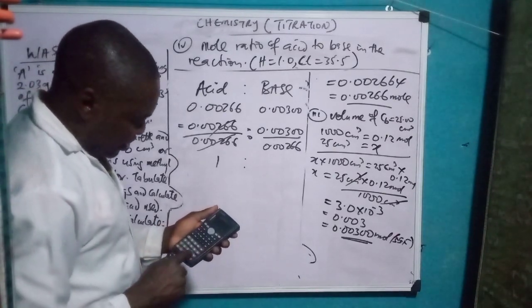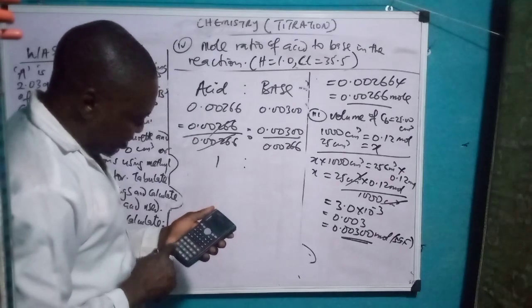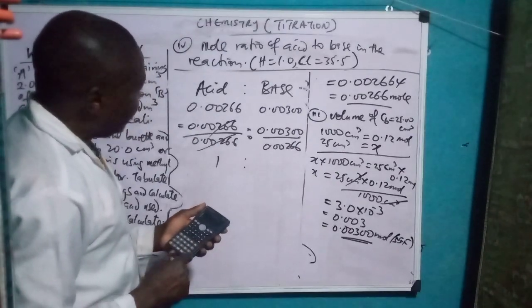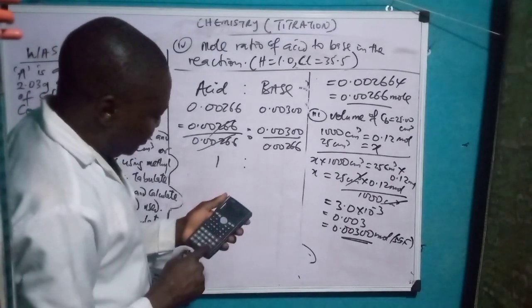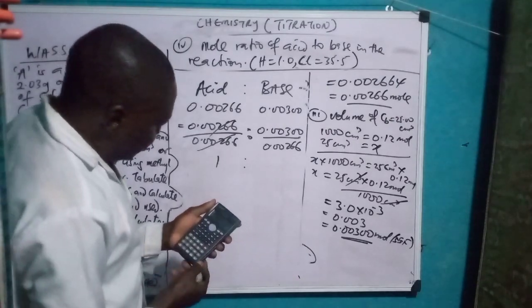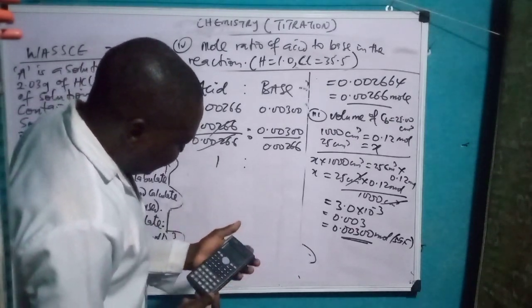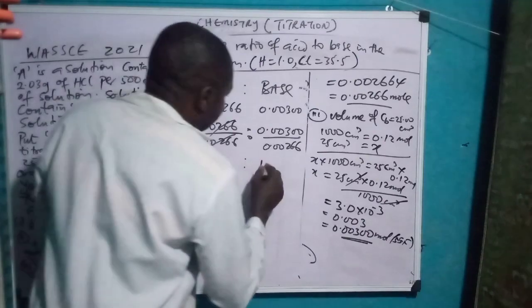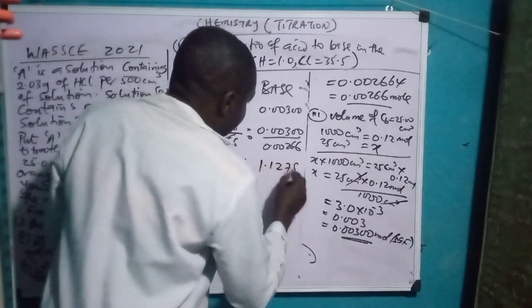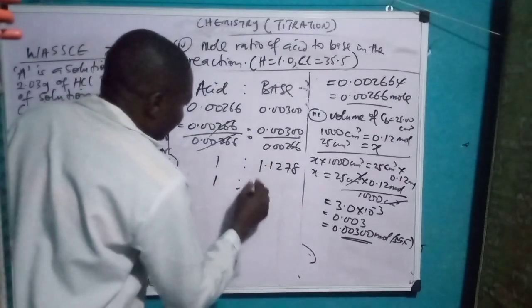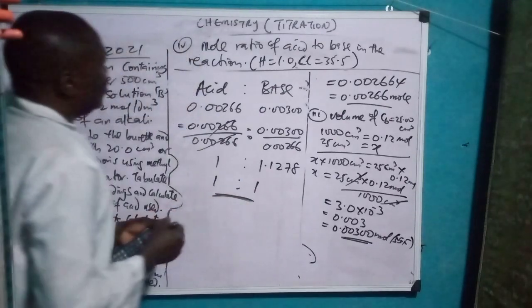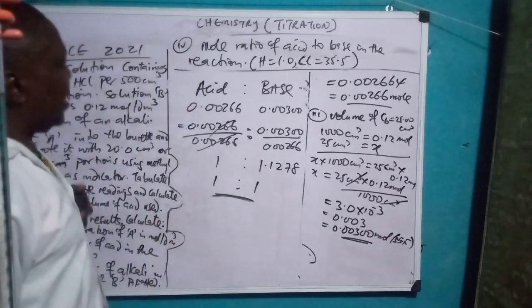0.00300 divided by 0.00266. I hope it's 266. Yes. Give you 1.1278. Approximately 1:1. So this is the mole ratio of acid to base in the reaction.